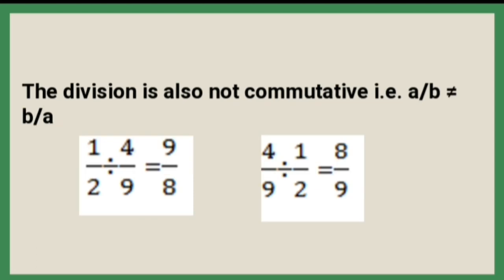Next, division is also not commutative. That is, a by b is not equal to b by a. So when you change the places and divide, there also you get a different answer. Example, 1 by 2 divided by 4 by 9 is equal to 9 by 8. Same two rational numbers we took, but we changed the places. 4 by 9 divided by 1 by 2, but this time we got 8 by 9 as the answer. So division is also not commutative for rational numbers.